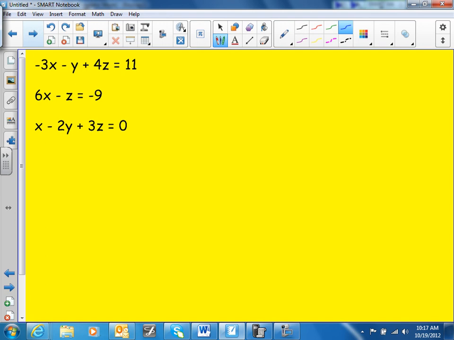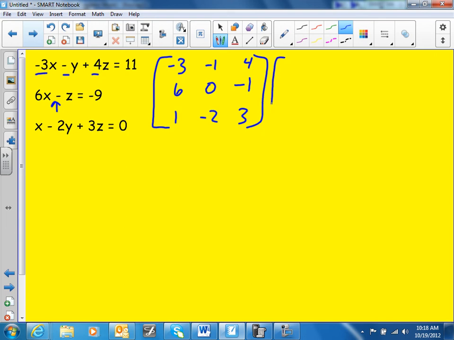Now if we were to do it on our own, here are our leading coefficients: negative 3, negative 1, 4, 6. If you notice, there is no y, so we're going to put a 0 in its place, and then negative 1 for z. 1, negative 2, 3. That's going to go in matrix A. We are dealing with x, y, z, and our constants are 11, negative 9, 0.